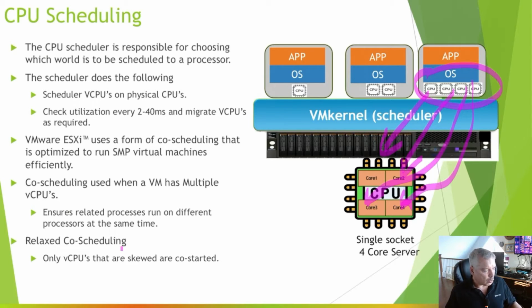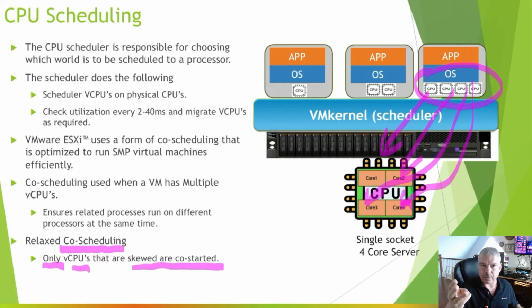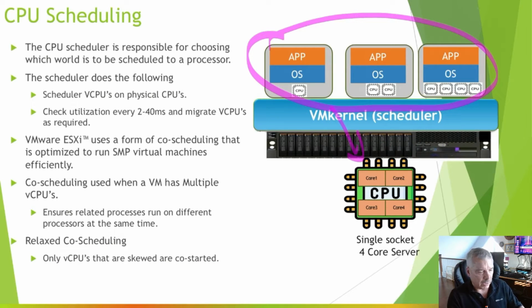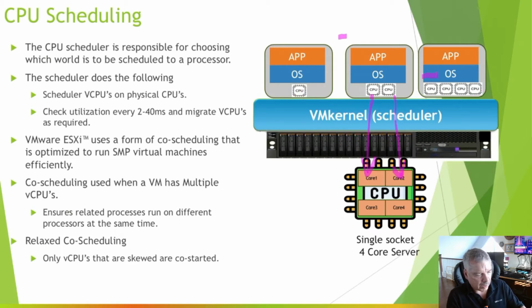Now, co-scheduling, only virtual CPUs that are skewed are co-started. Ooh, co-scheduling, skewed, and co-started. What the heck's all that about? All right, so there's a thing called skewing. Since we've got these 3 VMs beating up this processor, let's say this guy's scheduled here, this guy's scheduled here, but we've only got 2 of these guys scheduled over here.